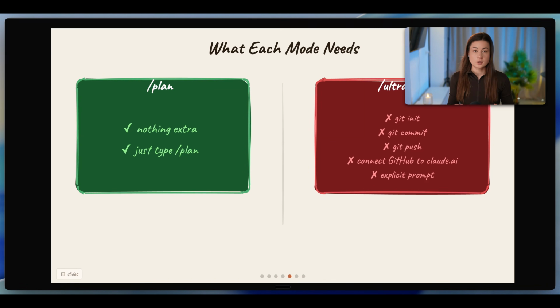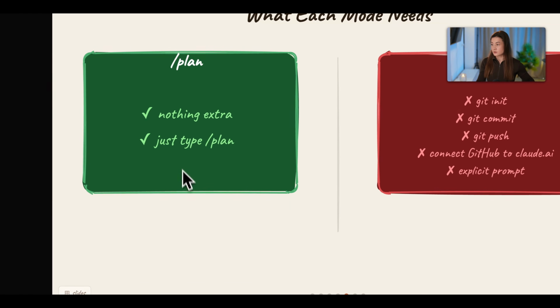What are the prerequisites of using plan versus ultraplan? For plan, you don't need anything special. You just need your folder, your workspace on your machine, and to use it, just type /plan. Nothing else is required. Just type /plan. That's it. For ultraplan, we have a couple of requirements.